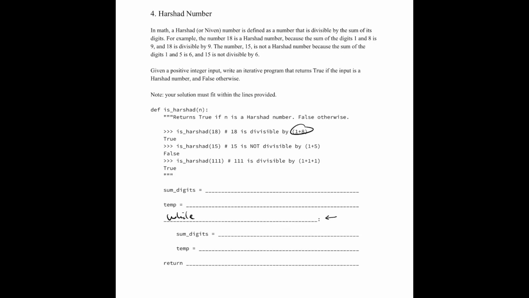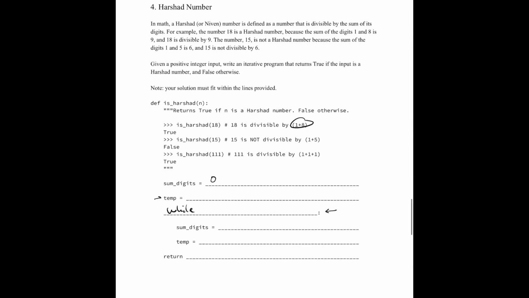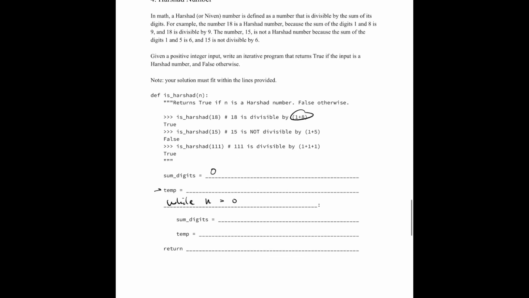So why don't I just implement sum digits first. For sum digits, I know I'm going to have to be keeping track of some base number, right? And I don't exactly know what temp is going to be used for right now, so I'll just leave that blank. But I'm going to be doing some while loop until something. I'll just use n. I'll just keep dividing n while it is greater than 0. I'm going to be doing sum digits is equal to n mod 10 plus sum digits.